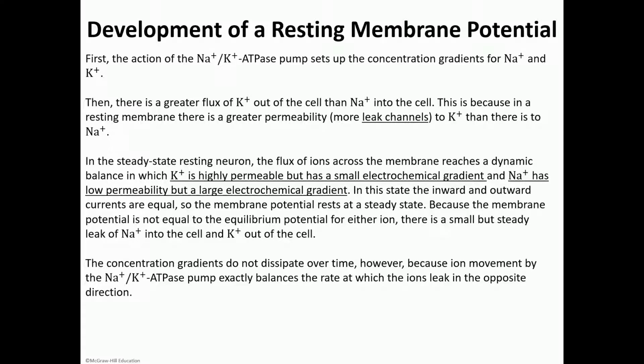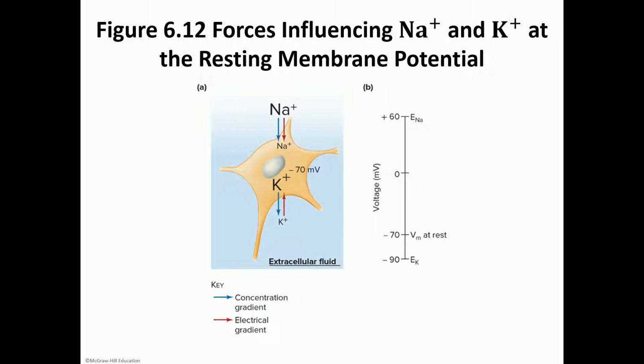Now, which one do you think is more permeable or has more leak channels? Is it the sodium or potassium? It is actually the potassium. So remember again that potassium plays a bigger role in this whole process. I'm going to read the sentence and then explain it in the next slide. Potassium is highly permeable, which translates into having more leak channels, but has a small electrochemical gradient. Sodium has low permeability, so has fewer leak channels, but has a larger electrochemical gradient. And again, I will explain that in this slide right here.